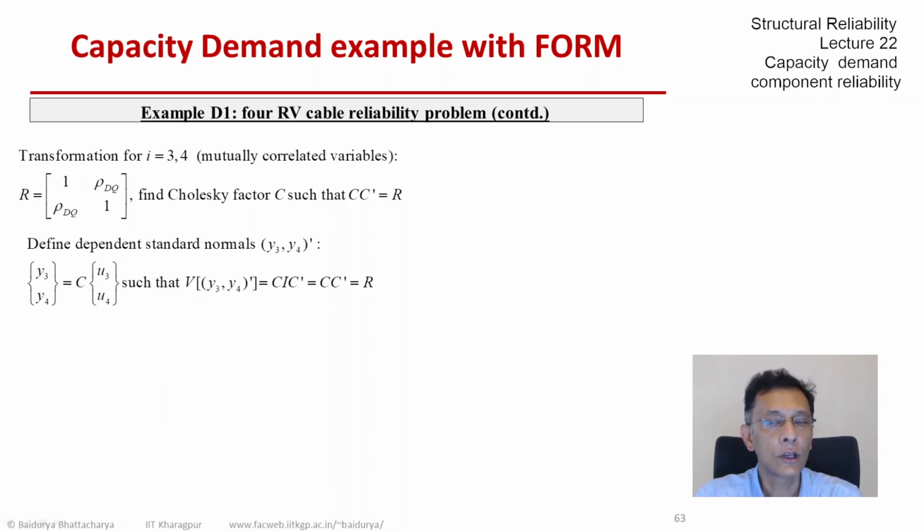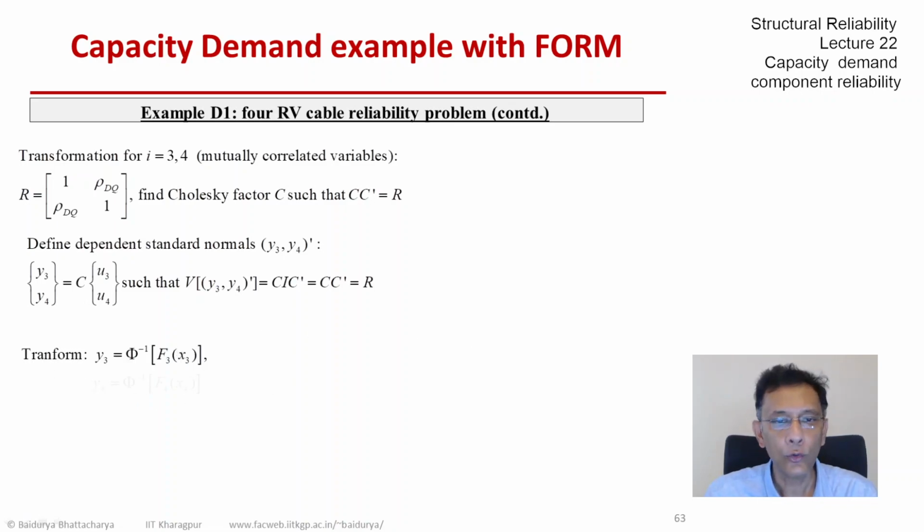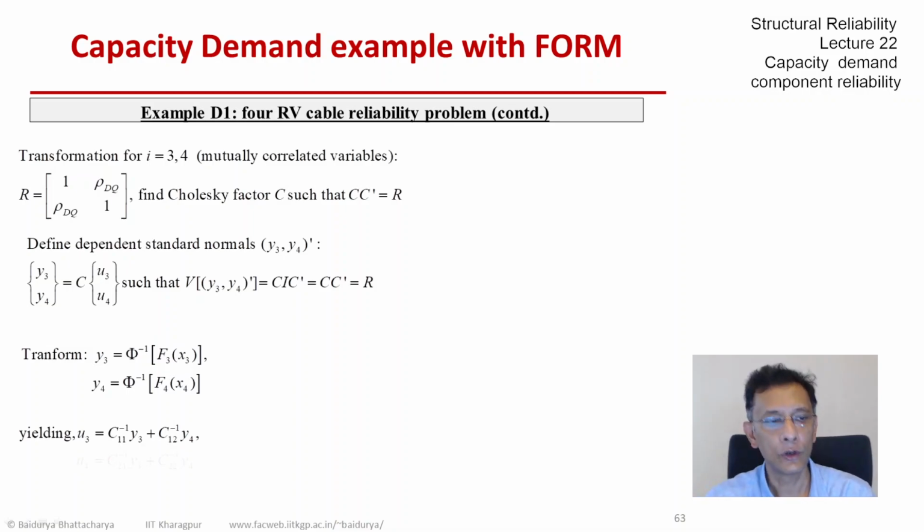So let's talk about the second and the third in this sequence. So y3 and y4 are given in terms of a linear combination of u3 and u4. And because of the way we have defined C, even though the u's are independent, y3 and y4 have a correlation coefficient of R. That is what we intended to do, so we have achieved that. Now let us employ the full distribution transformation between the y's and x's, and thereby we are imposing the dependence between x3 and x4 as well. This is how we transform y3 to x3 and y4 to x4.